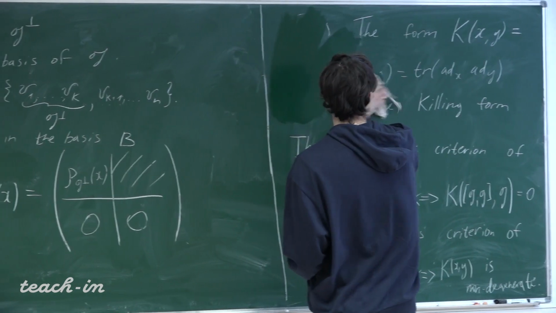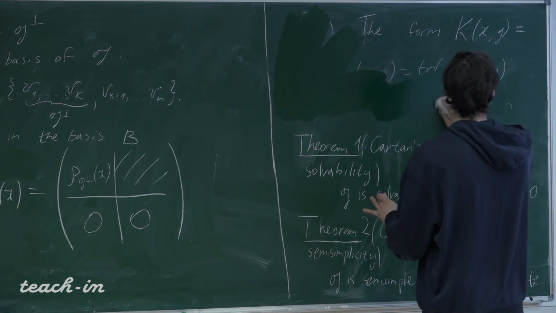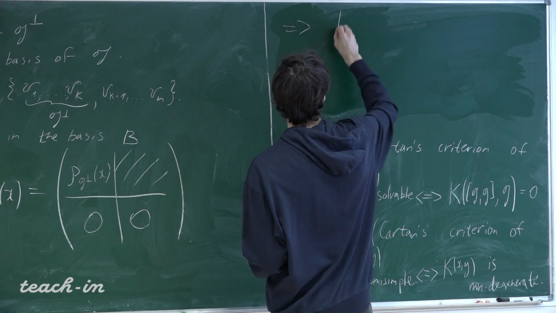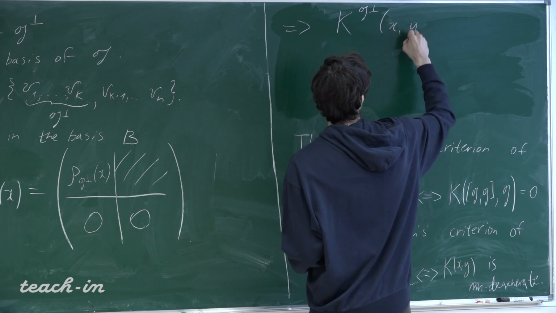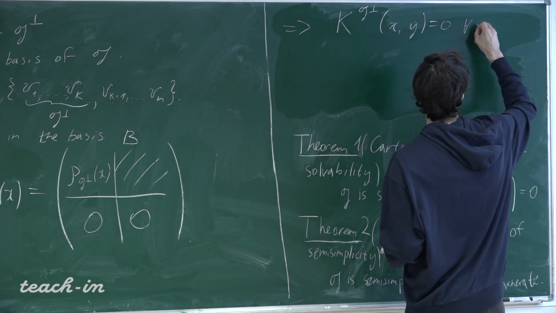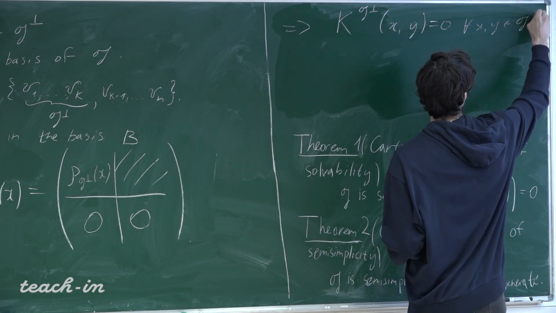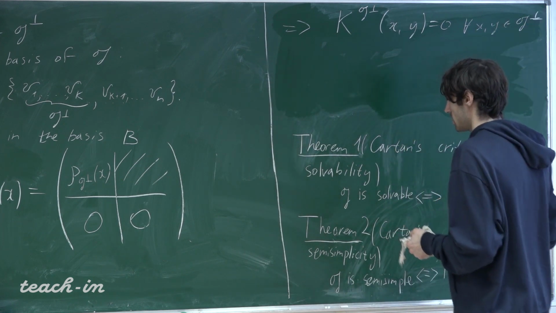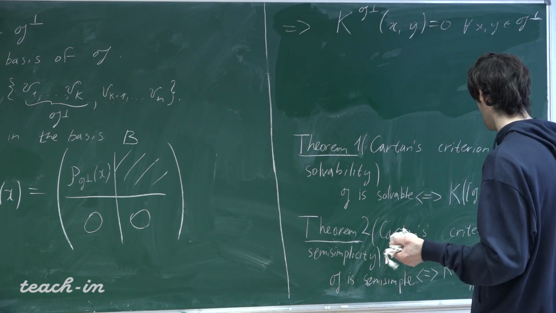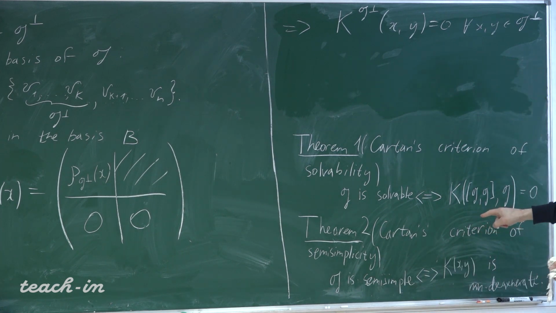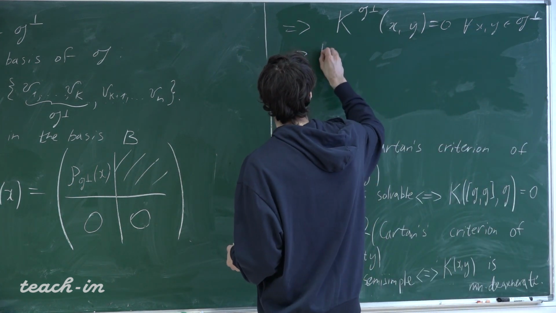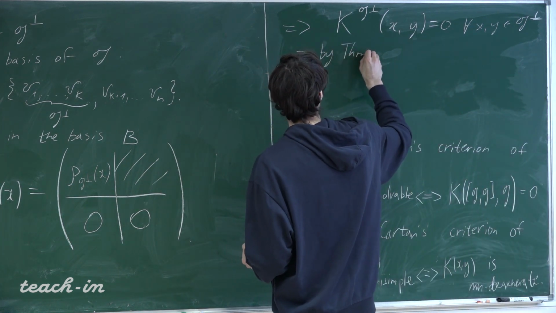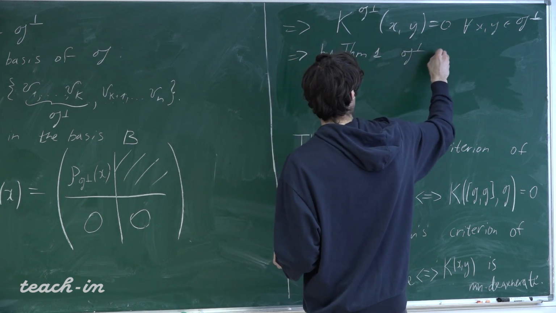So therefore, maybe let me not erase these two things. So therefore, K on G orthogonal is 0 for every x and y from G orthogonal. And this means that, in particular, by theorem 1, G orthogonal is solvable. By theorem 1, G orthogonal is solvable.